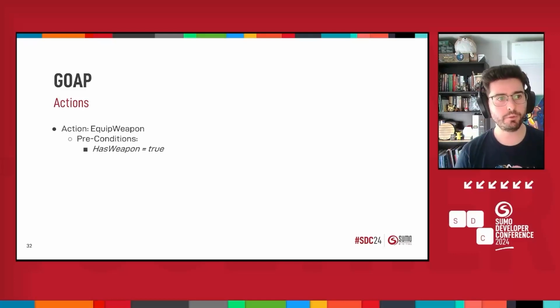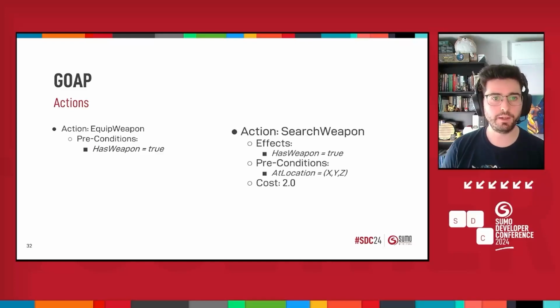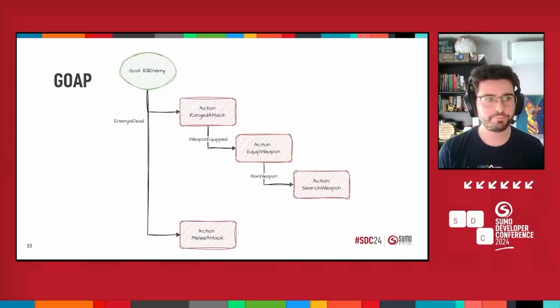Our equip weapon also has its own set of preconditions. It must have a weapon. If we don't have a weapon, then we have to get to a state of the world where we will have a weapon. So again, we do the same exercise and we look for a list of actions and search for which ones have the effect we're looking for. And we found the search weapon action. This one has the effect we're looking for. So again, we'll add it to our plan.